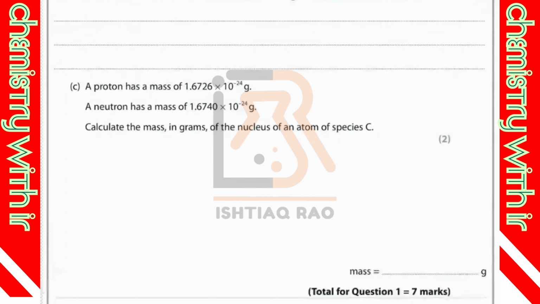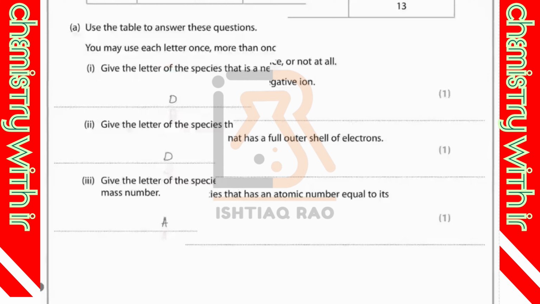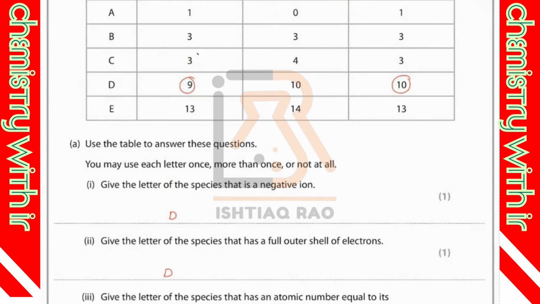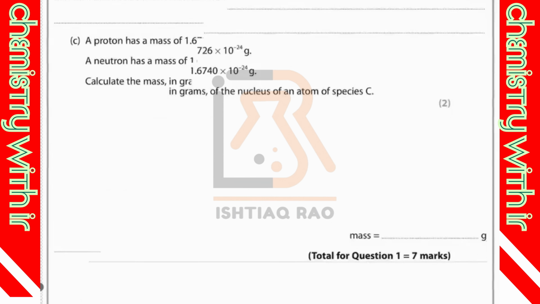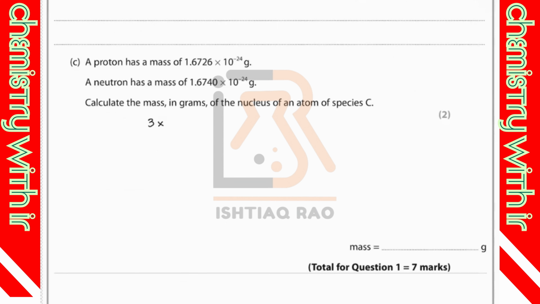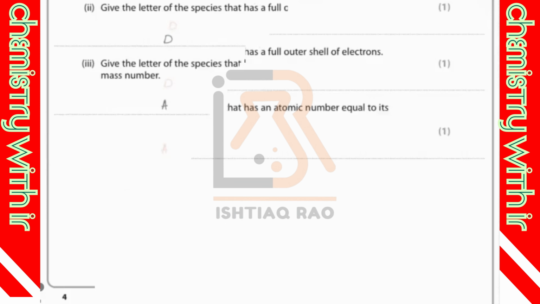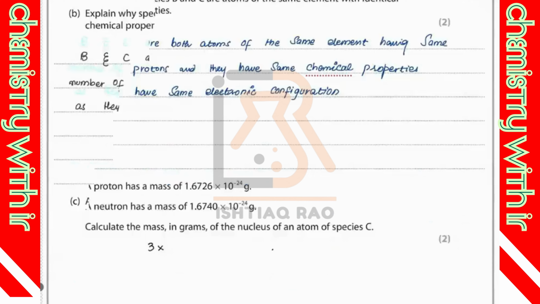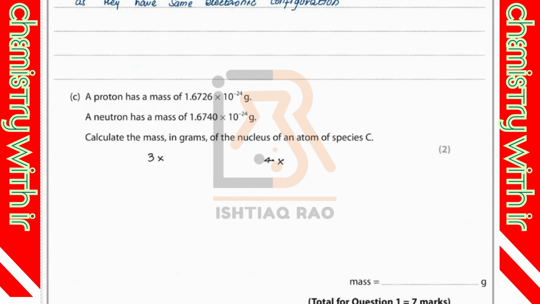A proton has a mass of this and a neutron has a mass of this. Calculate the mass in grams of the nucleus of an atom of species C. In the nucleus, we have protons and neutrons. Species C has 3 protons and 4 neutrons. So I have 3 protons, and then 4 neutrons.